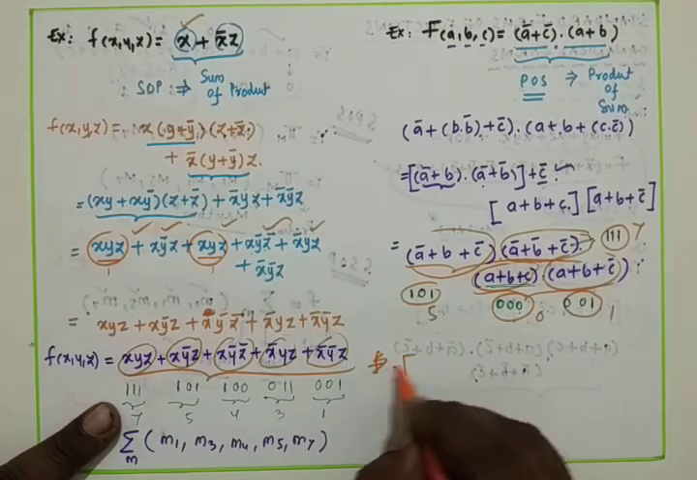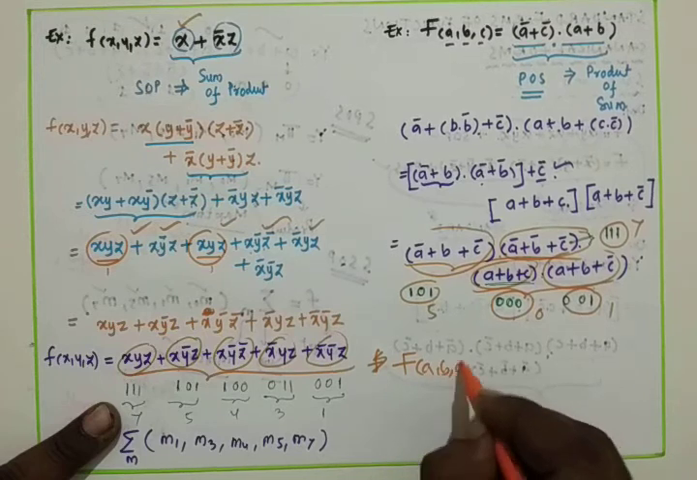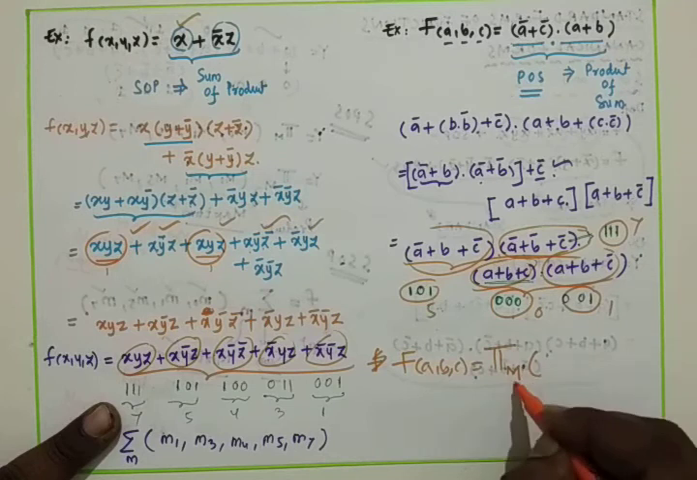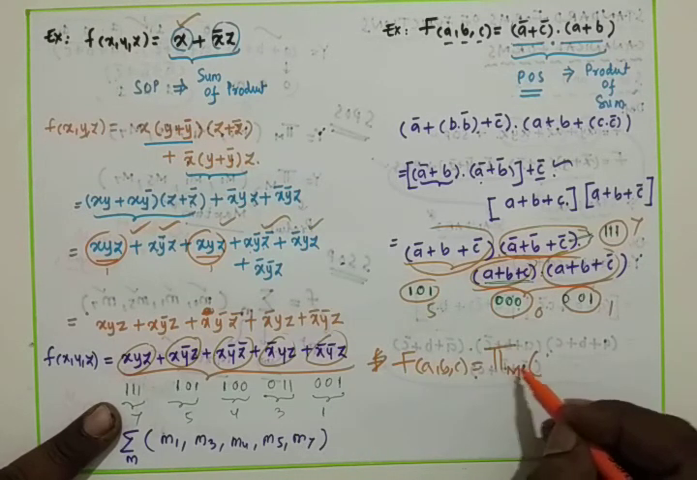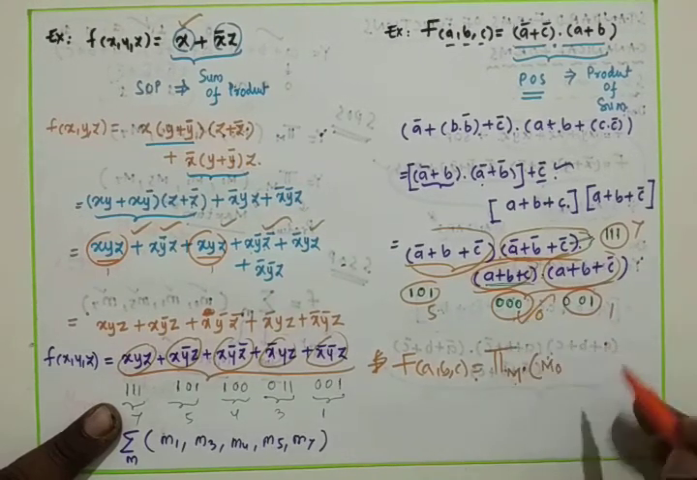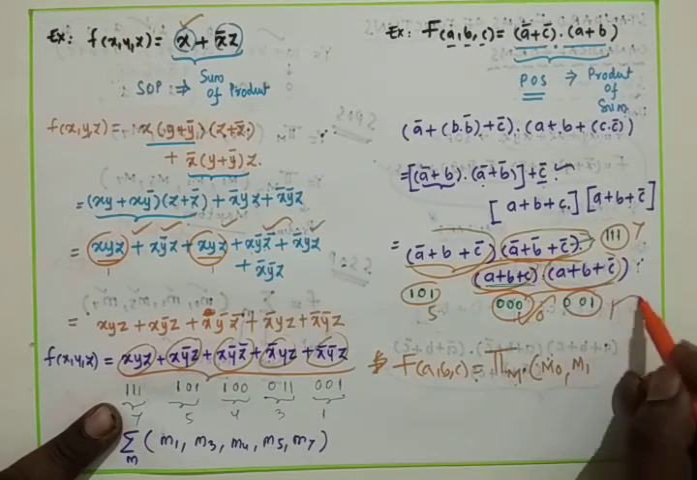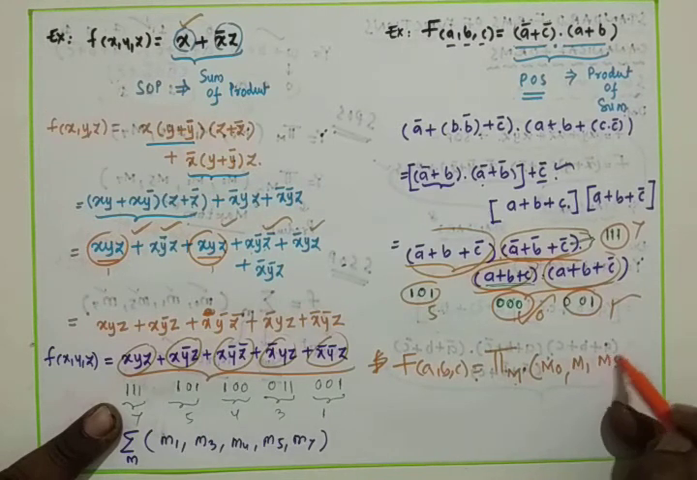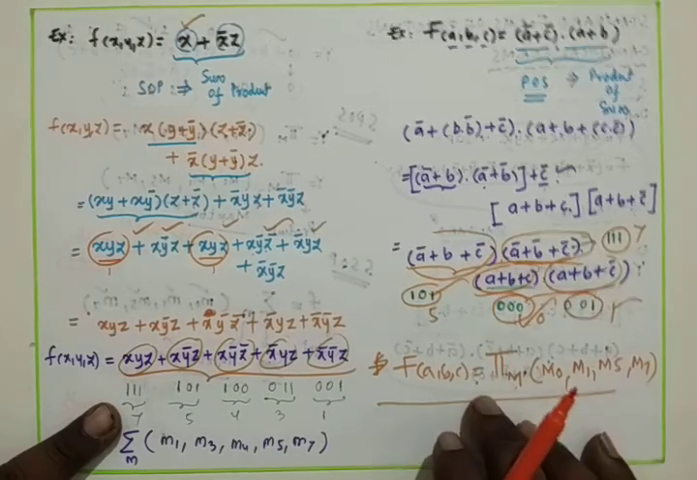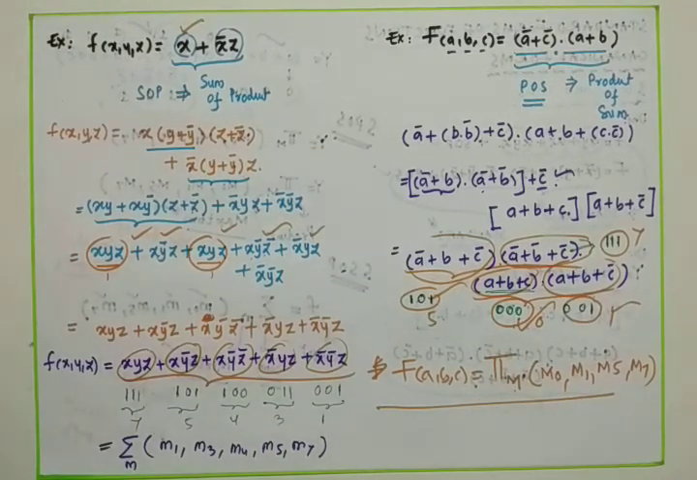So we can write this in standard form: capital F of ABC is equal to pi. Pi is nothing but a product, M is nothing but max term. Max product of the max terms: M0, M1, M5, and M7. Like this we can convert any form of the output of a digital system into its standard form.